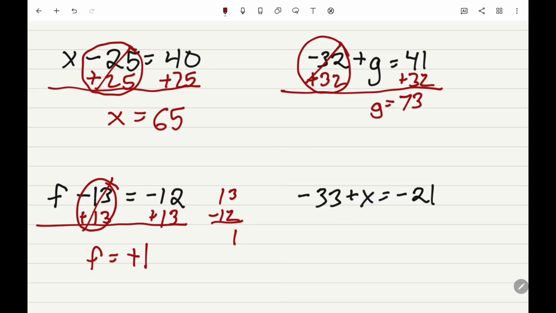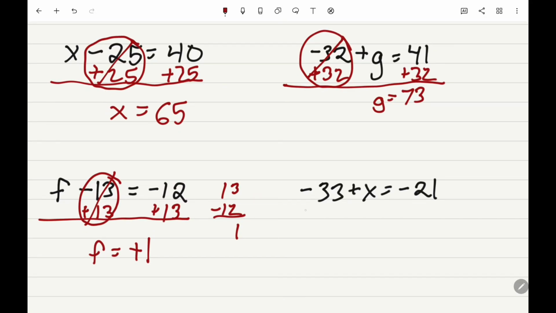Let's go ahead and try one more. So we have negative 33 plus x equals negative 21. We're going to add 33 to both sides. Negative 33 plus 33 cancels out. So I'm left over with x equals negative 21 plus 33.